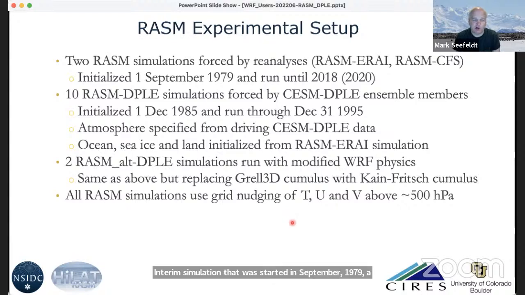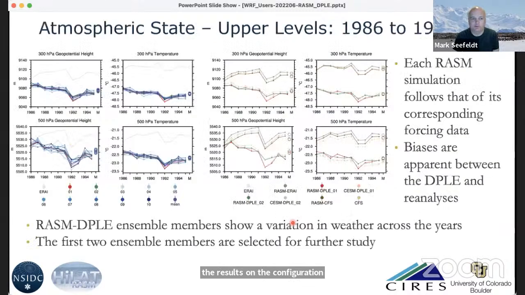Additionally, 2 alternate RASM configuration simulations were completed. These are the same as the standard RASM simulations, except replacing the Grell 3D cumulus scheme with Kain-Fritsch, and this is to show the dependence of the results on the configuration of the RASM model.